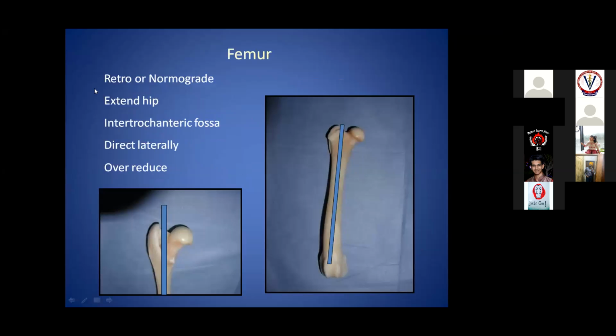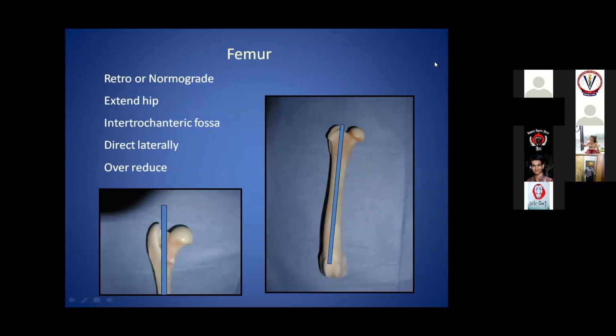Now see here, the femur. This is how. Every bone will have one point of entry. Point of entry means there is an anatomical location for every bone, and through that anatomical location only you have to enter into the bone. That we call the entry point of a particular bone.